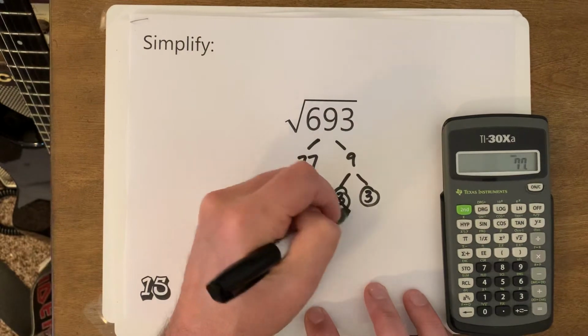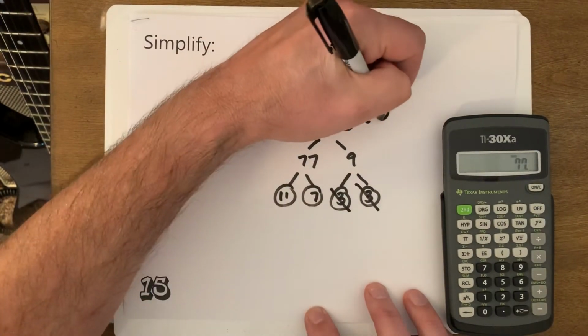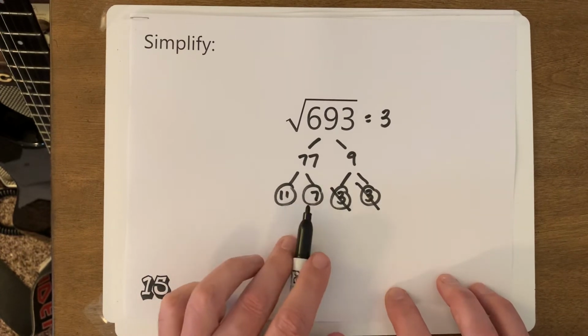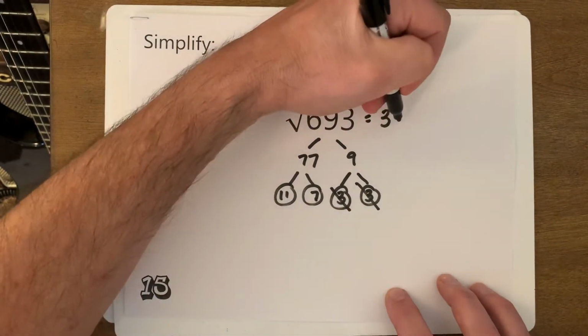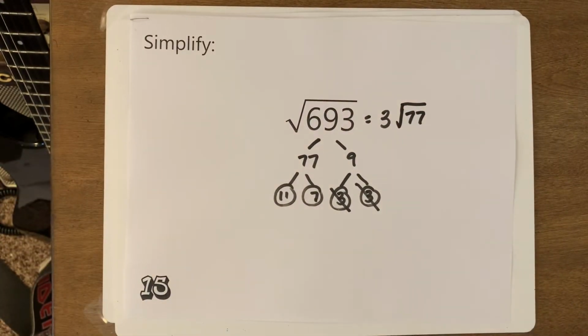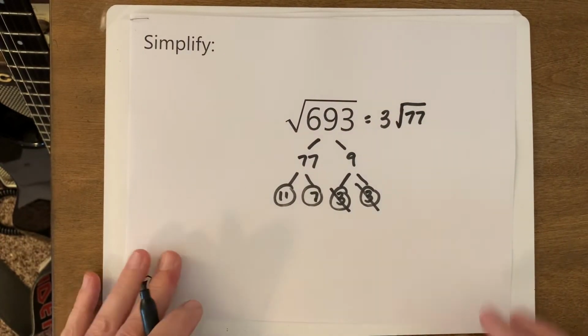Okay, so we have a pair of 3s. Get rid of that. Neither of those have a pair, so they just go back under the square root, the 77 that it came from, and then there you go. That's as far as you can get, 3 root 77.